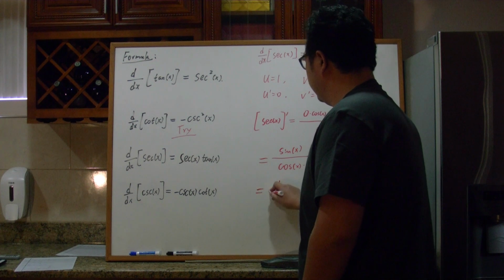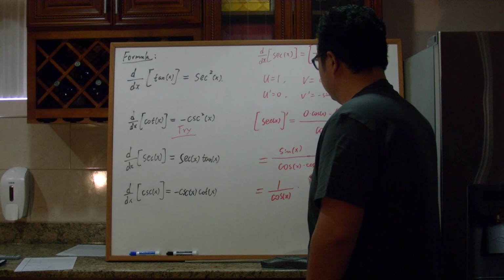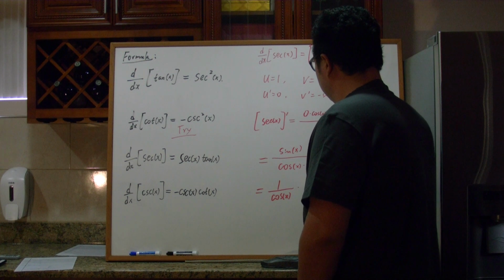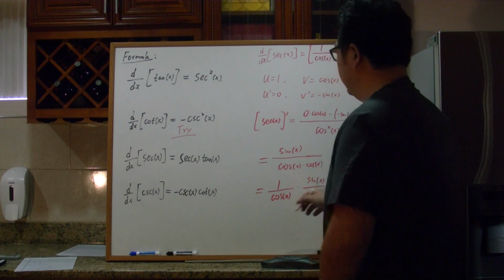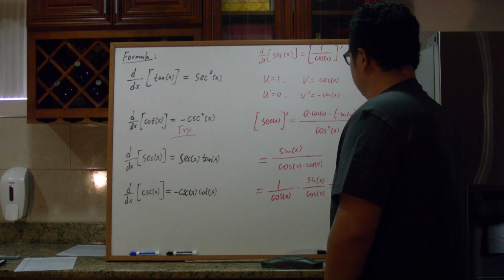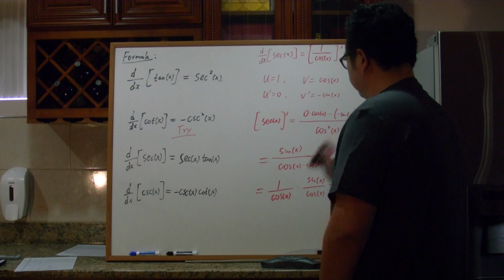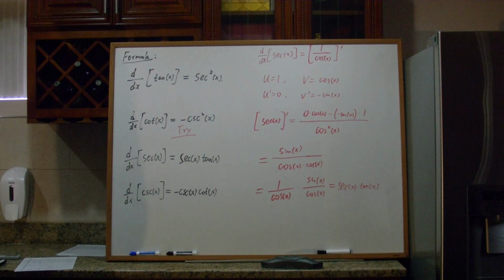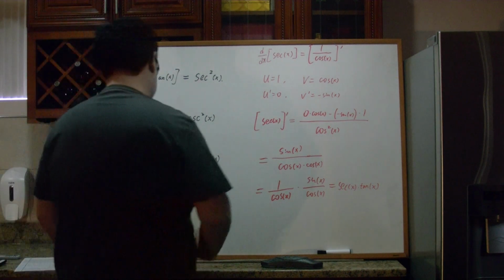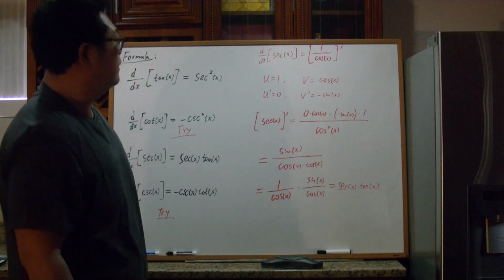Which could be separated as 1 over cosine times sine over cosine. That we get is secant times tangent. And that we get secant tangent. So try the cosecant of x.